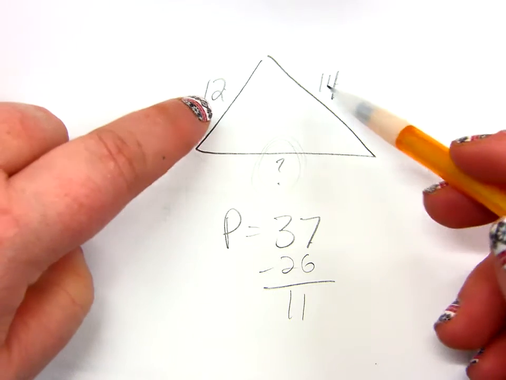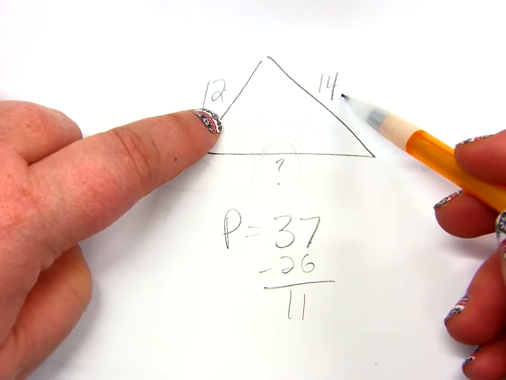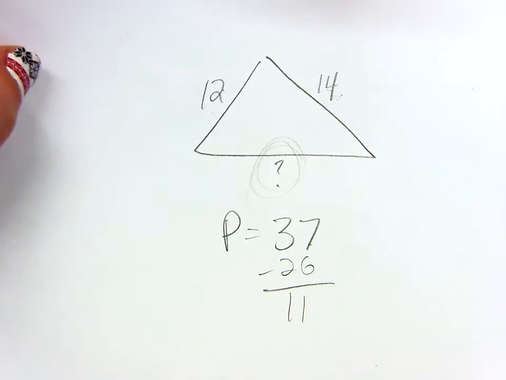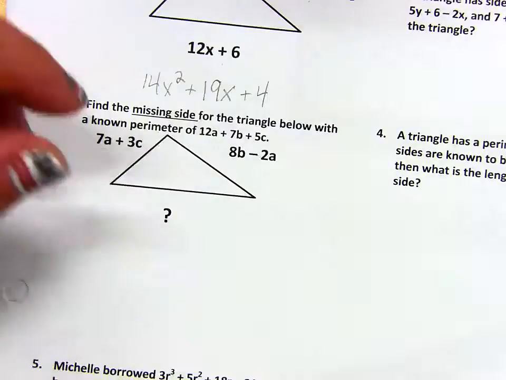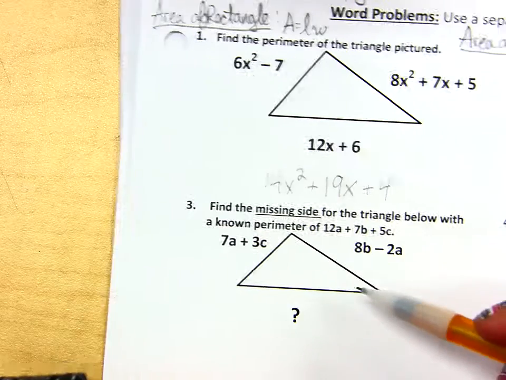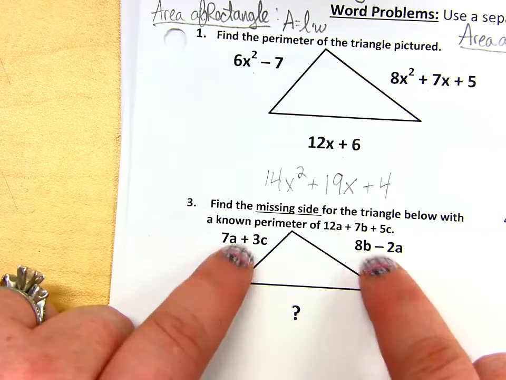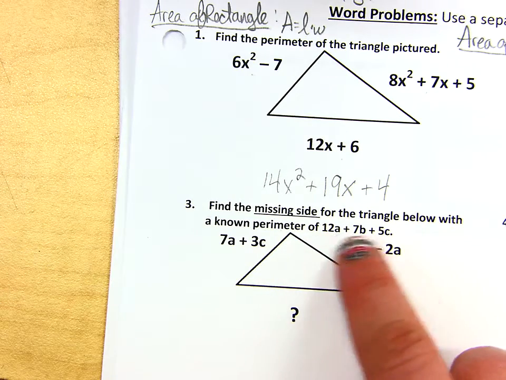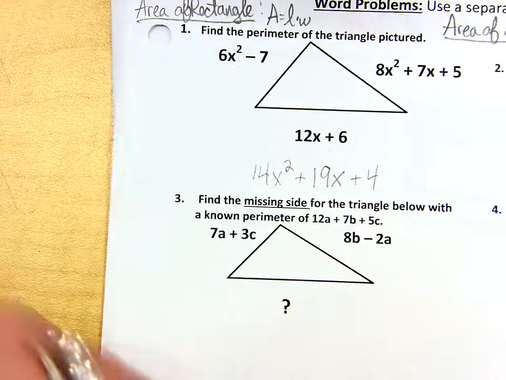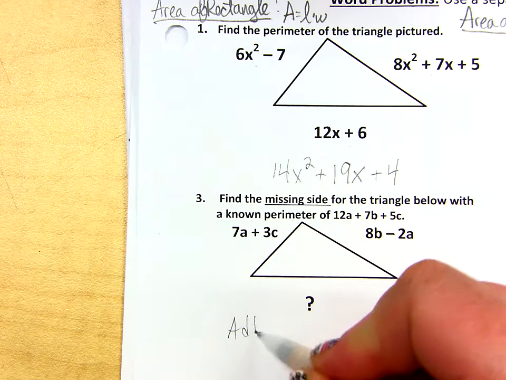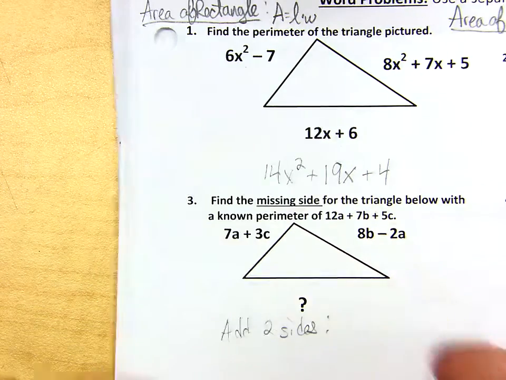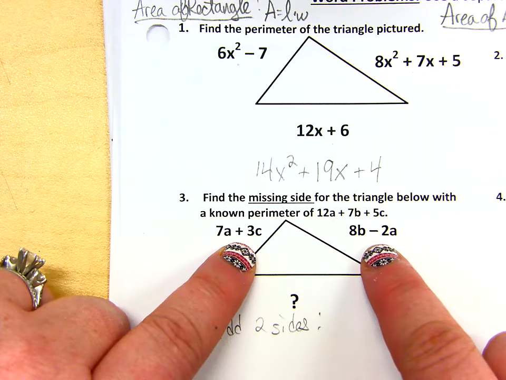So we're going to use the same idea. We'll add the two sides together that we have, and we'll subtract it from the total perimeter. You with me? So look at what we have. I have these two. I'm going to add them together, and I'll subtract it from the total. So add two sides together. What does that get me when I add these two sides together?